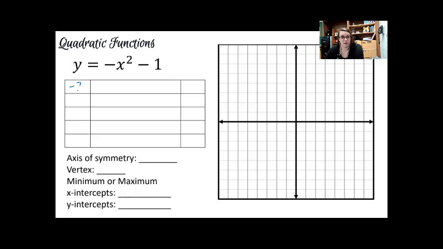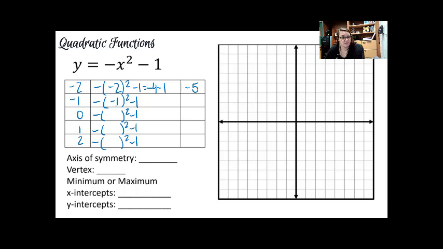Let's plug in our -2, -1, 0, 1, and 2. And each time I'm going to say negative something squared minus 1. All right, here we go. The first one I'm plugging in a -2. -2 quantity squared is 4. Then this front negative comes in, -4, minus 1 is -5.